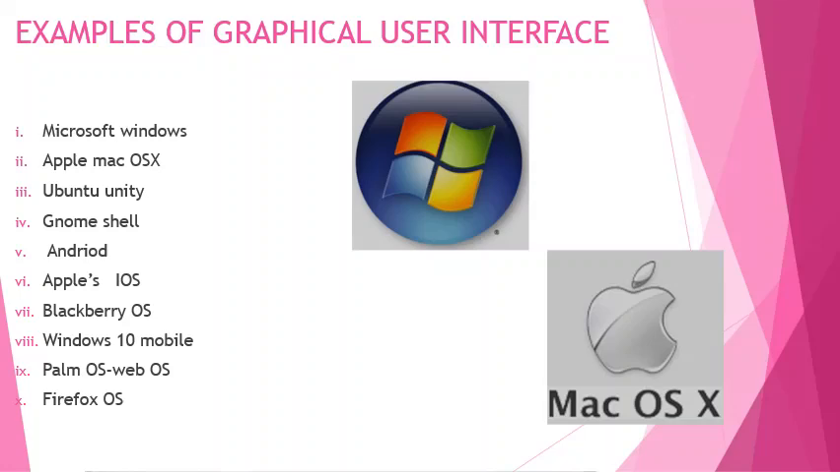So we can see the image of Microsoft Windows, which is the first one. Then we have Mac OS. Here is also the image. So these are the differences between them, where both of them are systems on which individuals are able to perform a specific task.